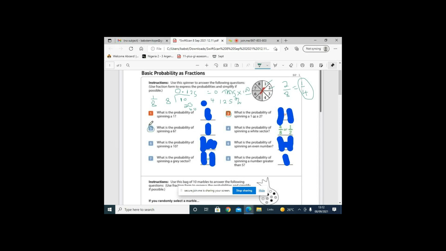So I want Anne to do question 3 for me. What is the probability of spinning a 6? Sorry, let me interrupt quickly. Are we not supposed to express it the way you did when you were calculating, saying remaining 1, remaining 2, and so on? No, I'm just explaining with it. Oh, okay.